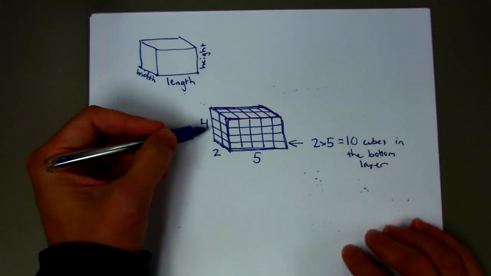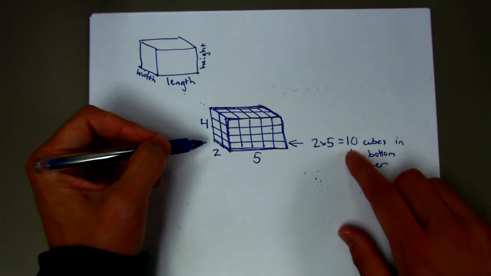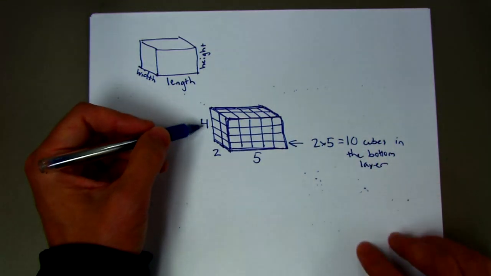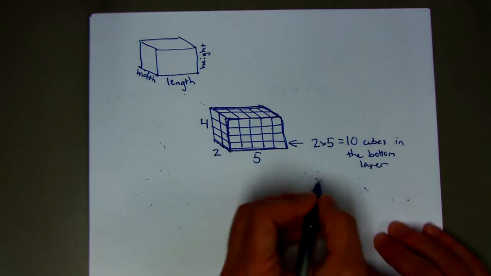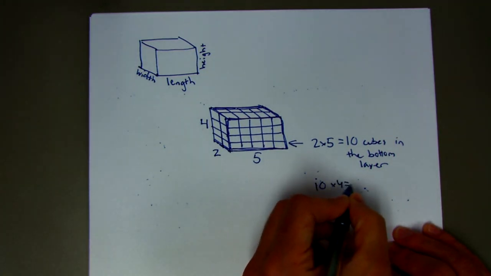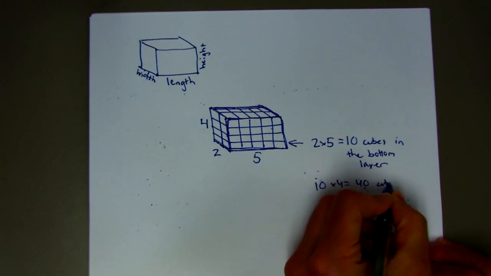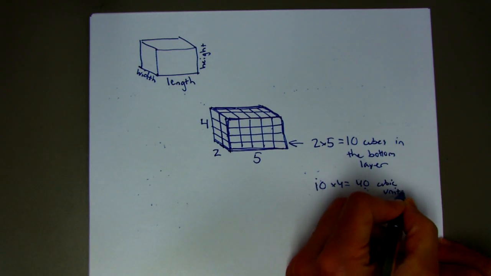And then, now that I know that there are 4 layers, I can take 10, the number of cubes in the bottom layer, and multiply that by 4. So 10 times 4 equals 40 cubic units in the entire shape.